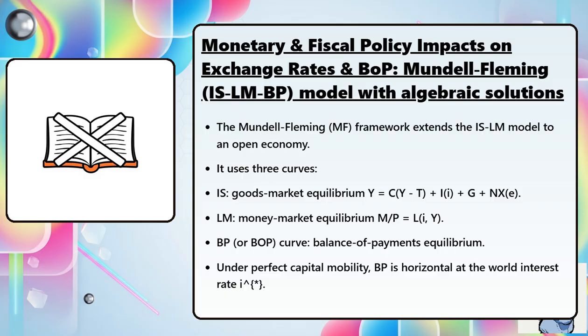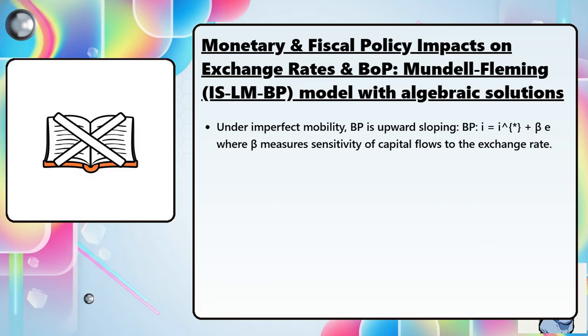Under perfect capital mobility, BP is horizontal at the world interest rate i*. Under imperfect mobility, BP is upward sloping. BP: i = i* + βE, where β measures sensitivity of capital flows to the exchange rate.